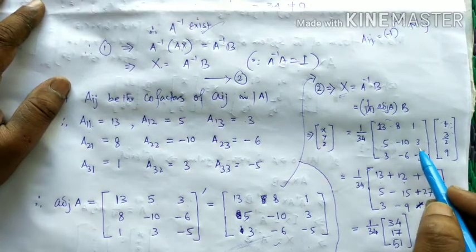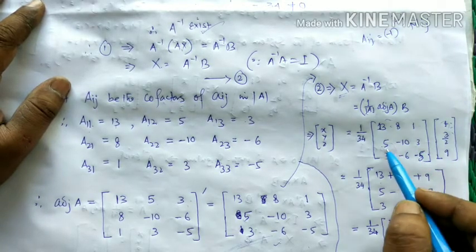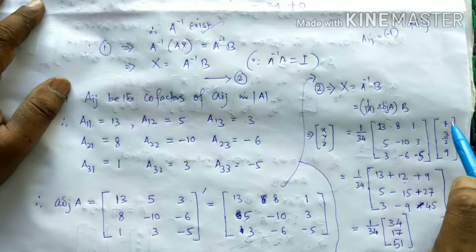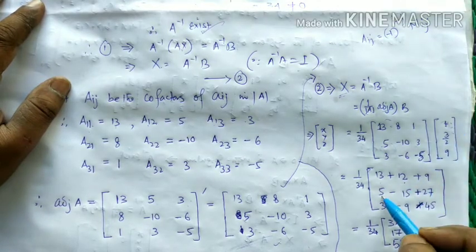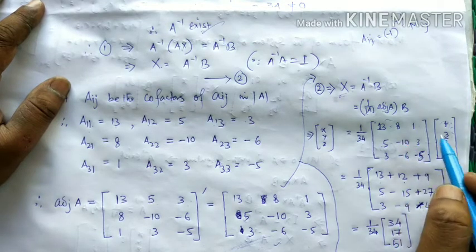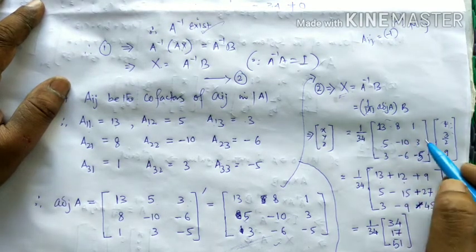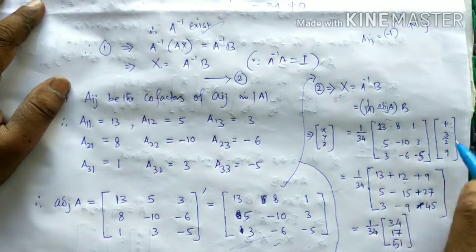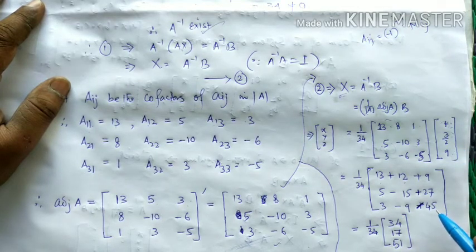Then second row, first column. 5 into 1, 5. Minus 10 into 3 by 2, so 2 and minus 10 cancel. Minus 5 into 3, minus 15, and 3 into 9, 27. And similarly you get the third row also. Finally, if you calculate, you get the column matrix 34, 17 and 51.